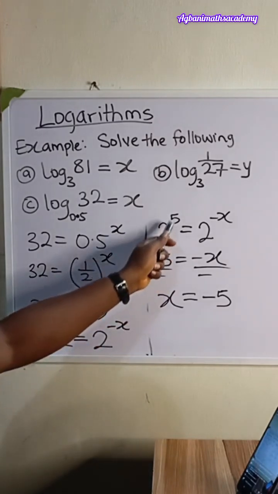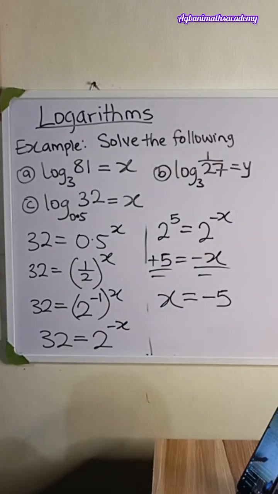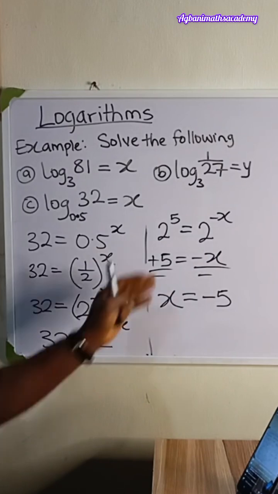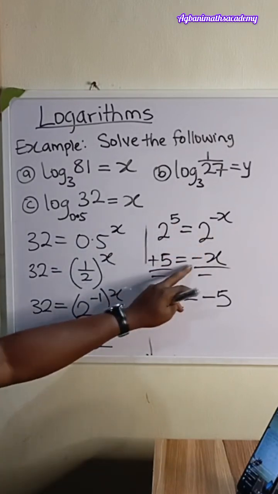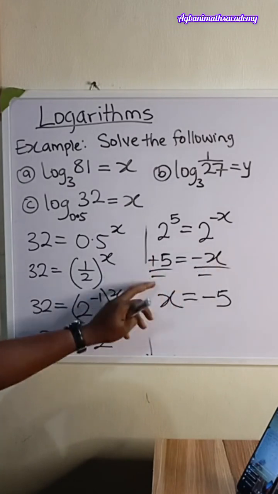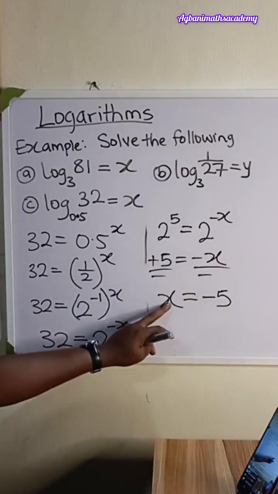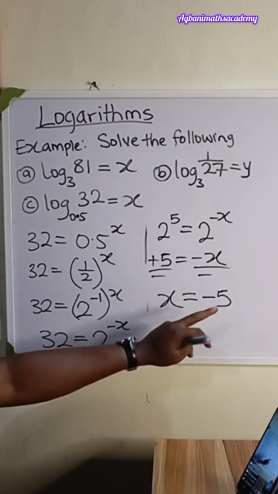Next, we have 2 to the power of 5 is equal to 2 to the power of minus x. So we've learned earlier, when we learned indices, that when the bases are the same, you equate the exponents. So plus 5 is equal to minus x. So we divide both sides by minus, and then minus will cancel out minus, we have x is equal to plus divided by minus will give you minus 5.